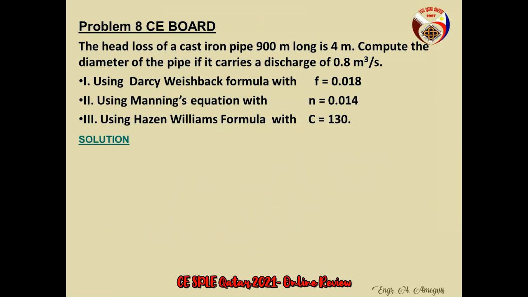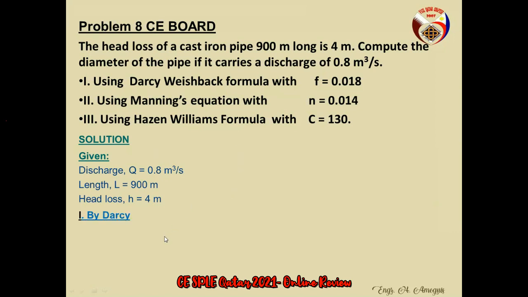The solution is just simple substitution. Substitute the values: Q is 0.8, L is 900, H is 0.4. These are sometimes the bonus problems in board exams, if you know the formula; if you don't, you're dead. So H equals 0.0826 FL Q squared over D raised to 5. Basically direct substitution, so D is 0.735.